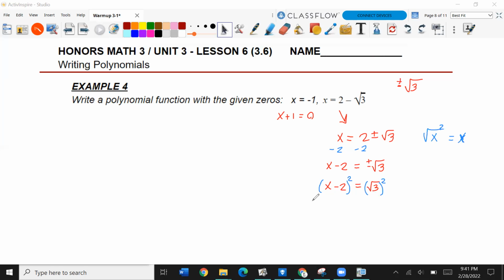And of course, this is going to be x minus 2 times x minus 2, which is going to be x squared minus 2x minus 2x plus 4. So we're going to have x squared minus 4x plus 4. And that's just equal to plain old 3. And so now we're going to take that 3 away, get that equal to 0. And we have x squared minus 4x plus 1.